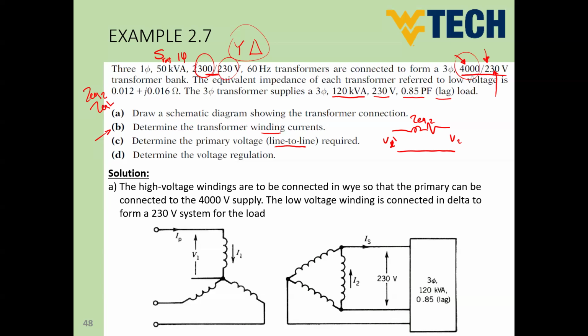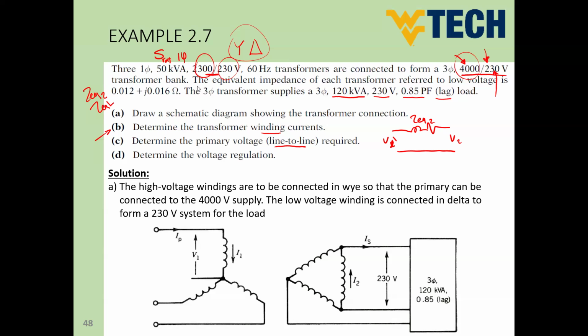So, since we have a primary volt that is different from the primary volt of the single-phase transformer, we expect that the primary winding is going to be Y. And the secondary volt is 230. It's similar to the secondary volt of the single-phase one. So this is going to be delta connection.